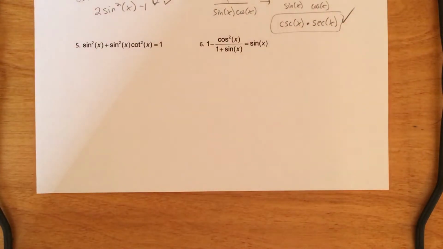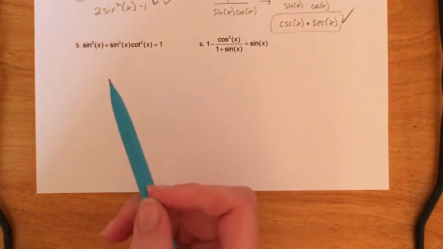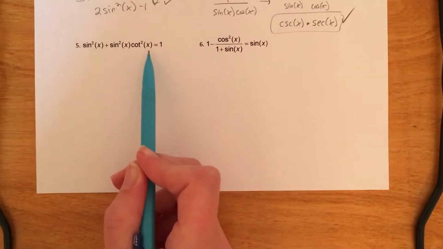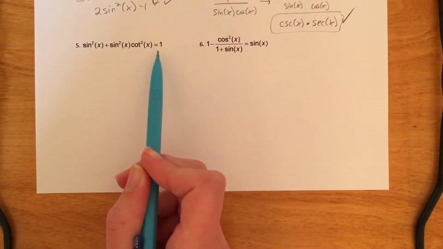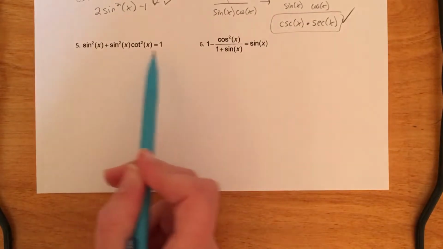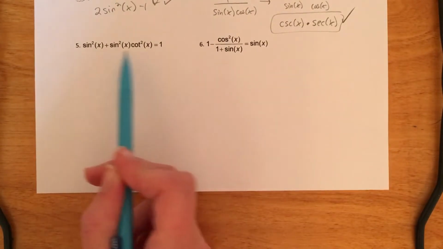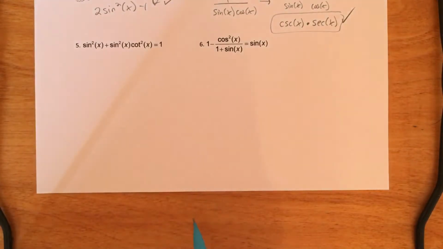All right, questions number 5 and 6 of proving trig identities, proving the equations are correct. Number 5 is sine squared of x plus sine squared of x times cotangent squared of x, and that equals 1. Hopefully it seems obvious to start on this side, because changing a 1 into other things is going to be very difficult. So let's look at the left side and try to simplify that.